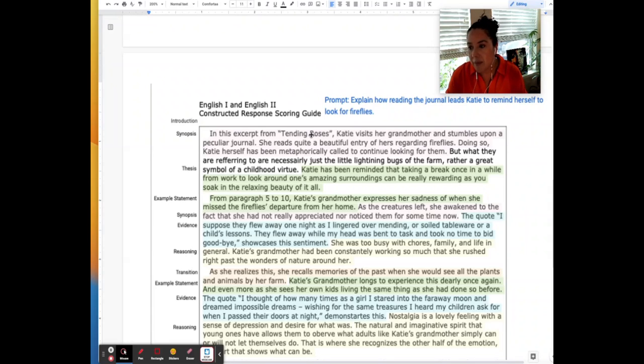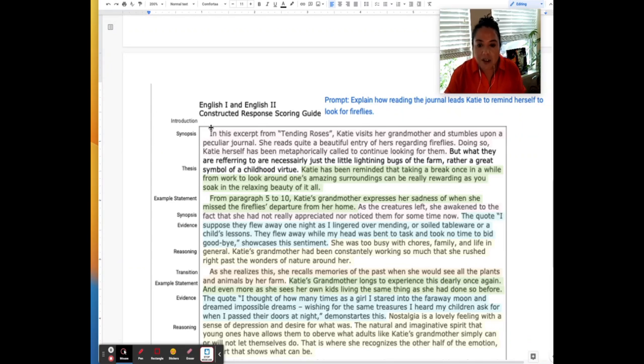This one is specifically about the cause-effect relationship of Katie reading her grandmother's journal, which is the majority of the text, as you recall, the grandmother's words in the journal and the effect that reading has on Katie herself. So the kids need to have some kind of understanding and then write a thesis that explains how the journal affected Katie to where she now wants to remind herself to look for fireflies.